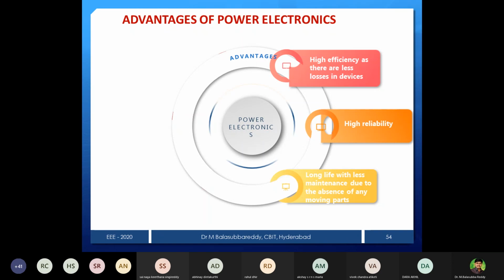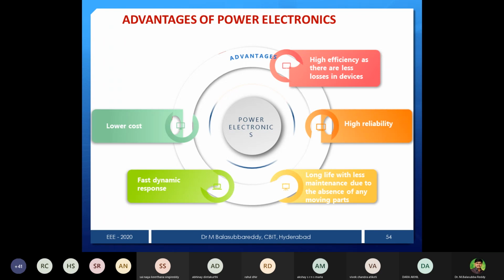All these things give long life with less maintenance and fast dynamic response. Once we change alpha from one value to another value, the response also changes immediately. That is the reason we can say there is a fast dynamic response. Another one is lower cost. Cost will be very cheap, even an IGBT is only 400 or 500 rupees. It won't be much cost, very cheap.